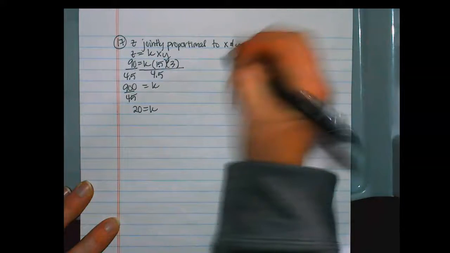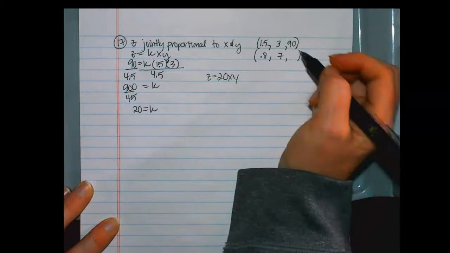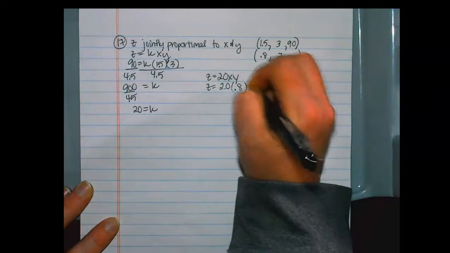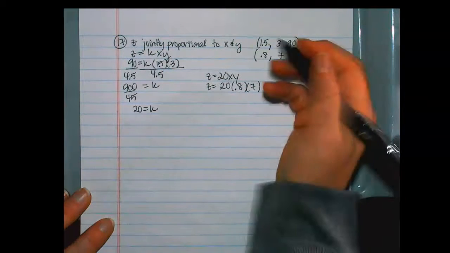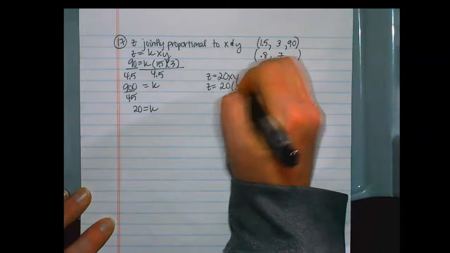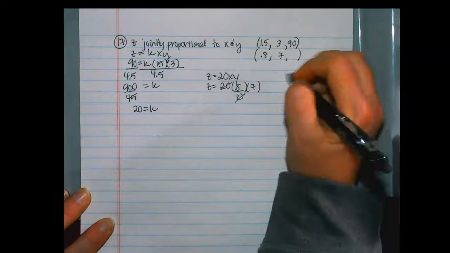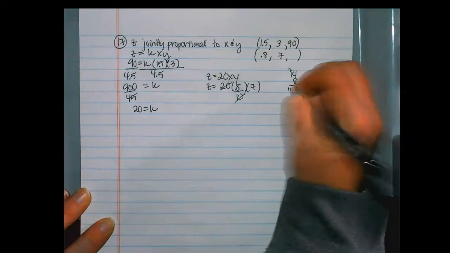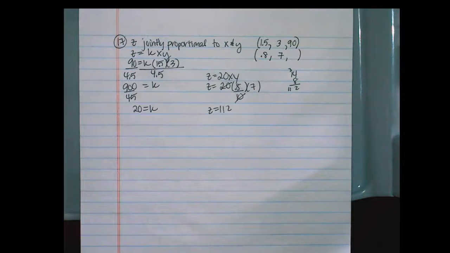Now I plug it back in. z equals 20 times x times y. I don't know what z is. z equals 20 times 0.8 times 7. And so we've got 8/10. Again, I'm better with fractions. 8/10. That means I've got 2. I've got 14 times 8. That's 32, 3, 112. z equals 112 for 17.